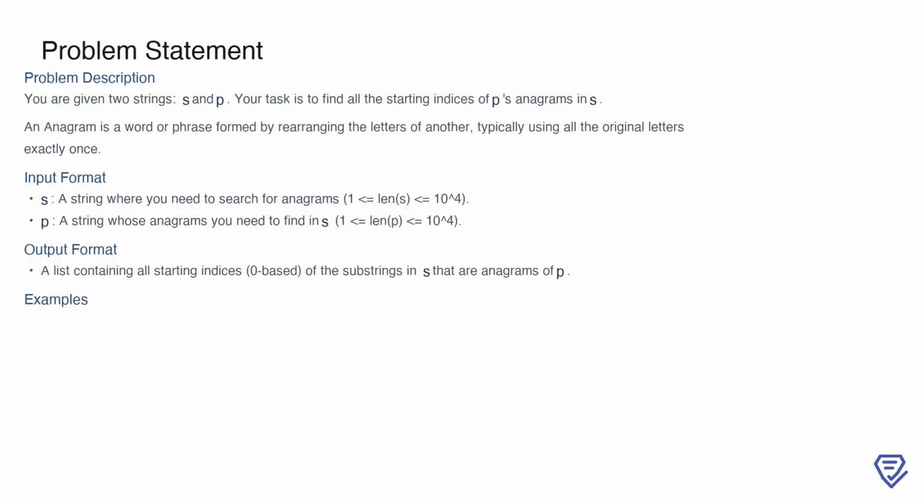The input format specifies that S is the string we'll search within, and P is the string whose anagrams we want to locate. Both strings will have lengths between 1 and 10,000, inclusive. The expected output is a list of integers, where each integer represents the starting index of a substring in S that is an anagram of P. The indices are zero-based, meaning the first character of S has an index of 0. The task is to generate this list of indices based on the conditions provided.